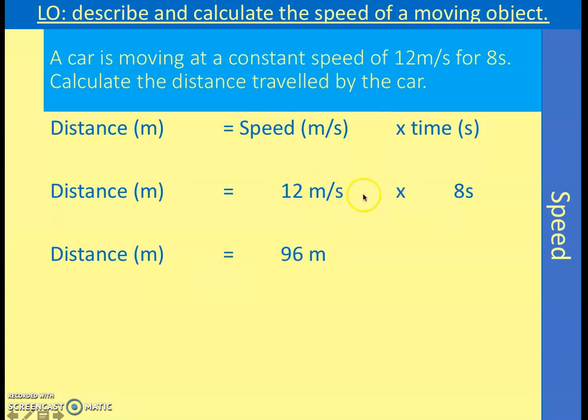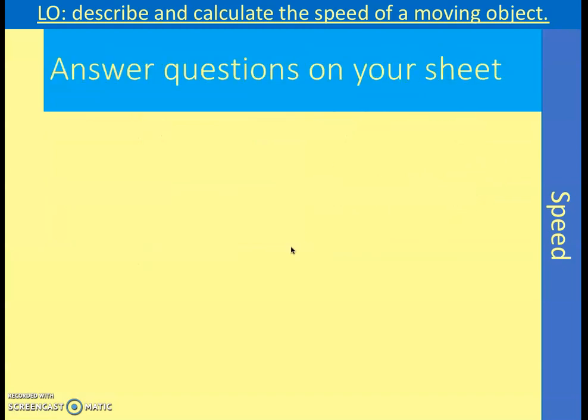So when I'm looking at my units, don't forget that this is meters divided by seconds multiplied by seconds, so your seconds cancel out. Distance is equal to meters.